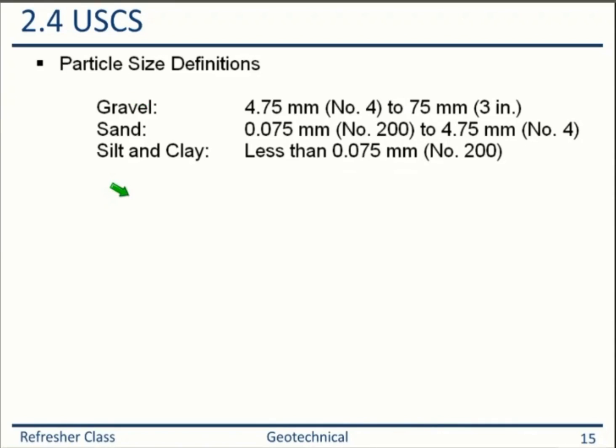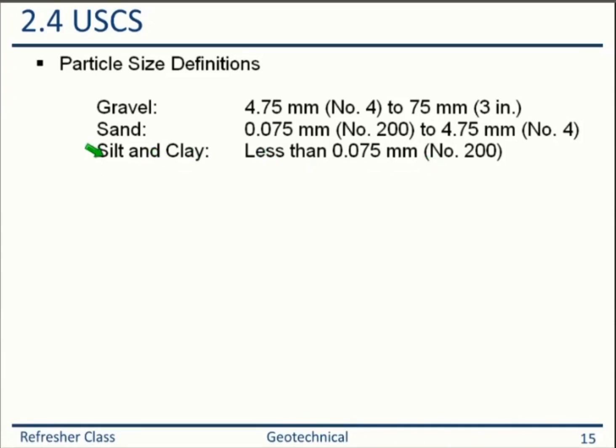Based upon USCS systems, the particle size definition is as given here. Gravel, anything as big as 3 inch and as small as 4.75 millimeters, or anything passing through 3 inch sieve and not passing through number 4 sieve. Sand, anything passing through number 4 sieve and not passing through number 200 sieve. Silt and clay are grouped together, anything passing through number 200 sieve.